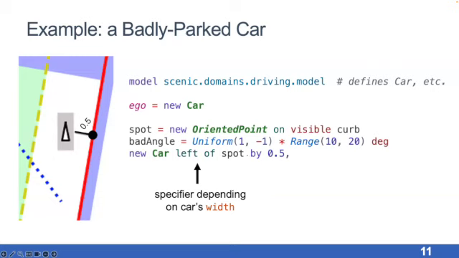And another thing that Scenic is doing here is this spot has an orientation associated with it. So we're going 0.5 meter to the left of that spot in its local coordinate system. So it's not 0.5 meter due west, it's actually 0.5 meter into the road. That's why we use this oriented point here. Another question.